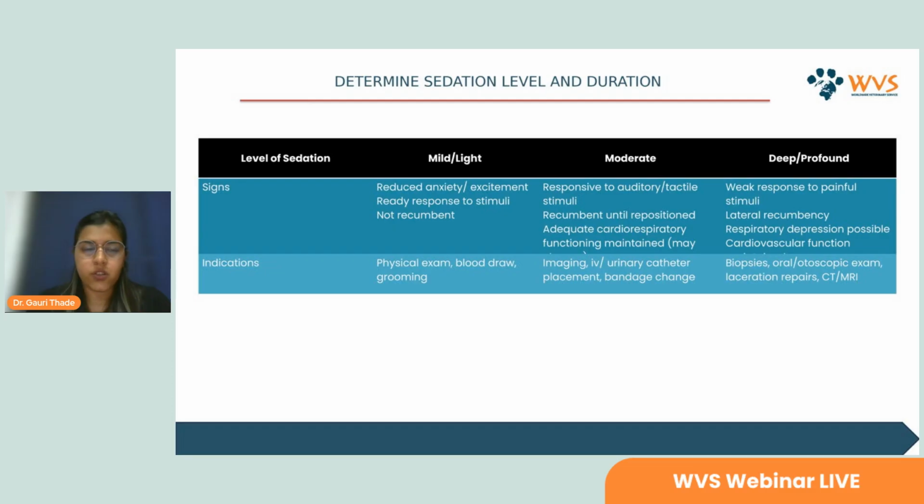Deep or profound sedation is when the response to painful stimuli is weak but still present. They are in lateral recumbency and they cannot shift themselves to the other recumbency. And there is a possibility of cardiovascular and respiratory depression. So, usually, in, say, ultrasound guided biopsies of abdominal lesions, or maybe oral or otoscopic exams, ear flushes, laceration repairs, or CTs or MRIs, we would need a deep sedation.